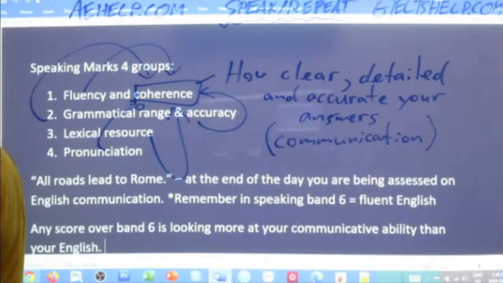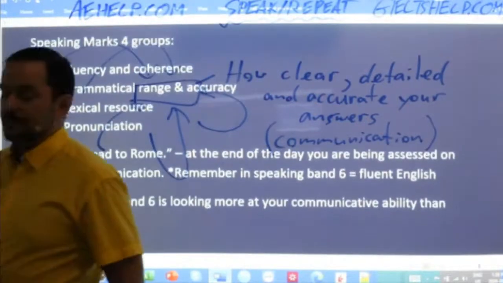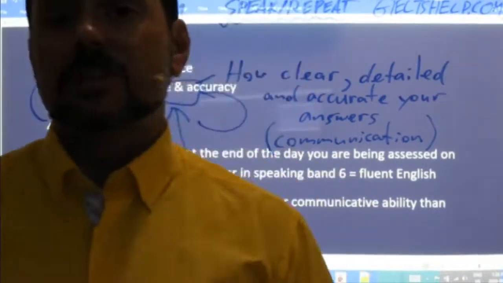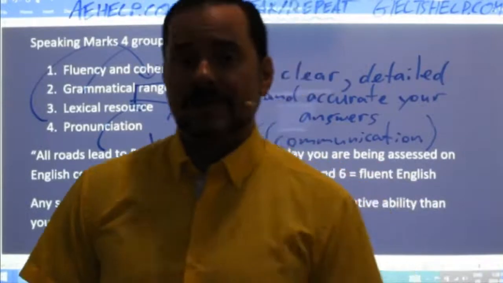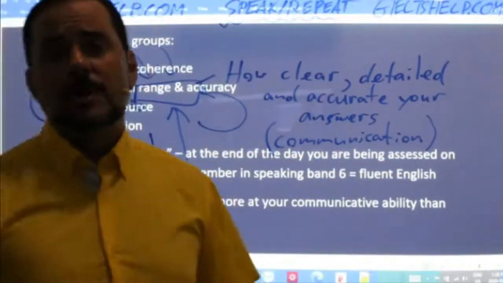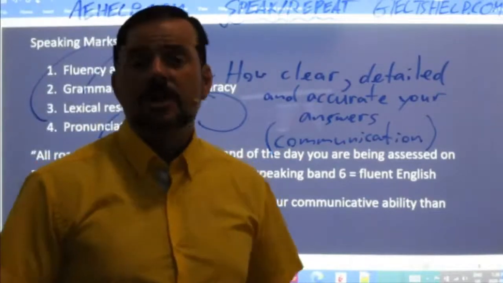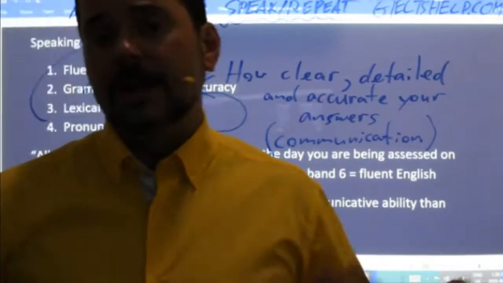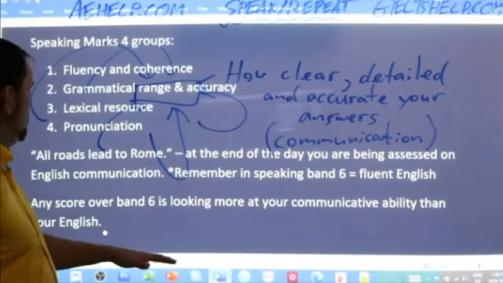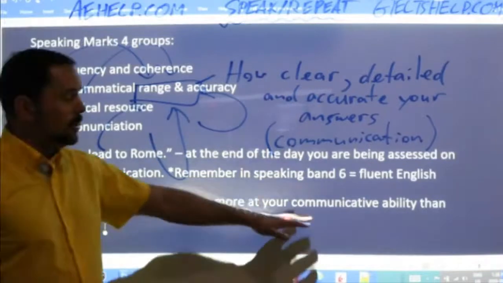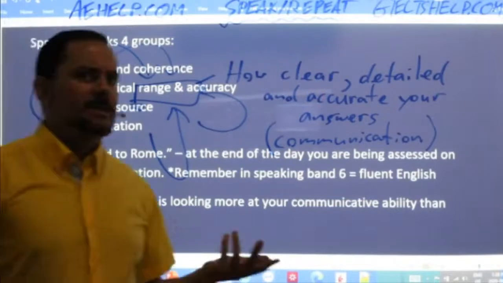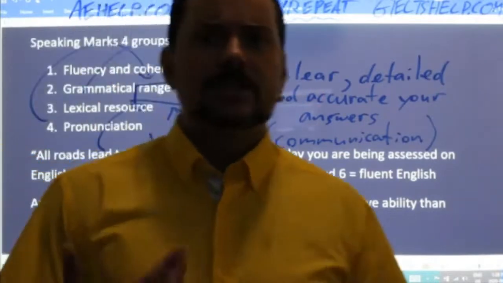This is especially important for students who want those band 7s, 8s, 9s, those fast-track visas, or you're applying for master's degrees, doctorates, and so on. And it makes sense, right? In a master's program, you can't just fluently speak English, you have to be a good communicator, otherwise you will have problems. So any score that's above band 6, they're assessing more your communication than your actual English skills. Does that make sense?